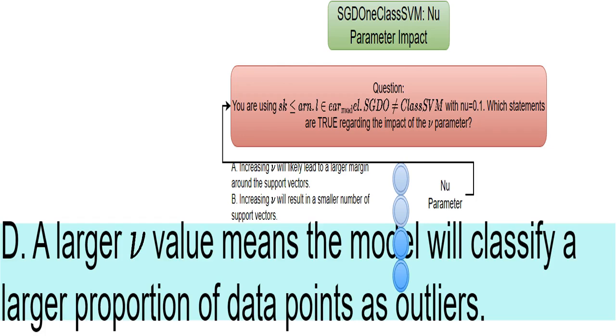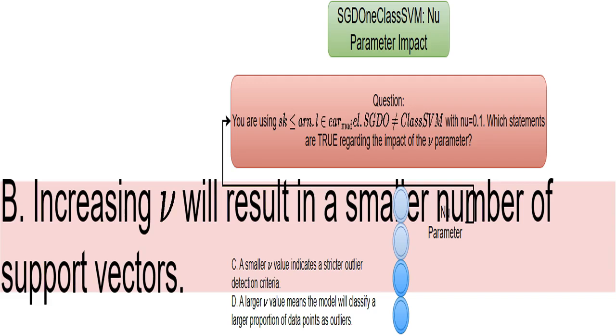Now, let's look at the impact of a larger nu. A large nu value means you're telling the model you anticipate many outliers. As a result, the model becomes more tolerant and will classify a larger chunk of data points as outliers. The threshold for outlier classification is lowered. Increasing nu means you are expecting more outliers. This, in turn, results in a less precise boundary between inliers and outliers. The model might have fewer support vectors as it is accommodating more outliers within the boundary.